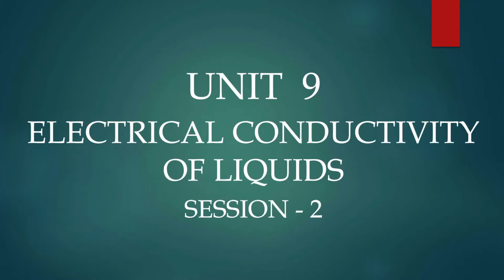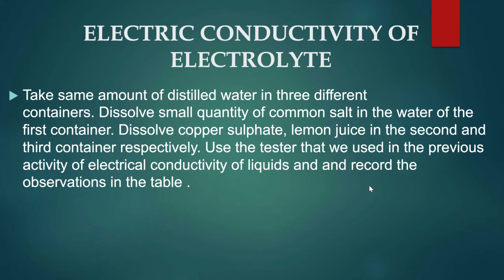We are into the second session of Unit 9, Electrical Conductivity of Liquids. In our previous sessions, we had seen the electrical conductivity of liquids and also electrical conductivity of solid materials. Okay, children. So the substances which allow current to pass through them are known as conductors, and the liquids which allow current to pass through them are known as electrolytes. So let's see the electrical conductivity of electrolytes.